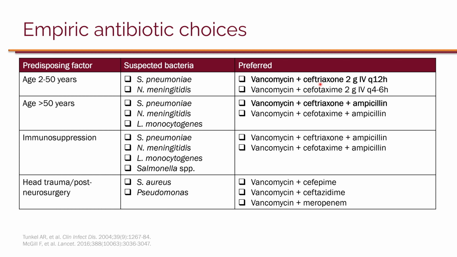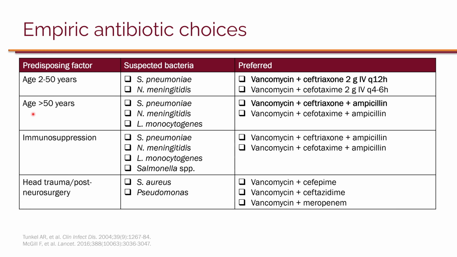Now, ceftriaxone will most likely cover these on its own, but there is a small chance that these organisms may be resistant to ceftriaxone. That's why vancomycin is added on top of that to make sure that we get greater coverage because of the increased risk of mortality due to the nature of this infection.